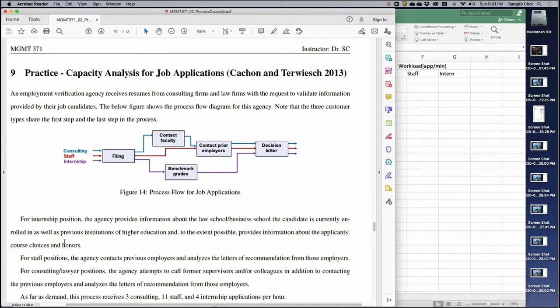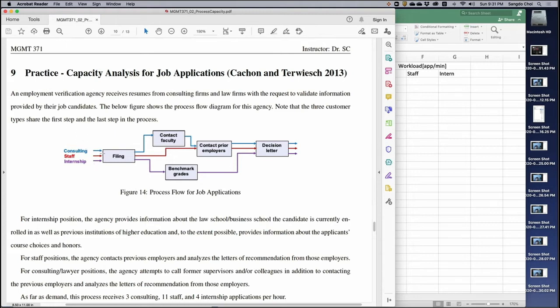And this is their process diagram. They receive files, then they categorize and send them to different workstations: contact faculty or contact prior employee. They just check grade, and finally they decide. And actually there are three different applications: consulting operation, step application, and internship.